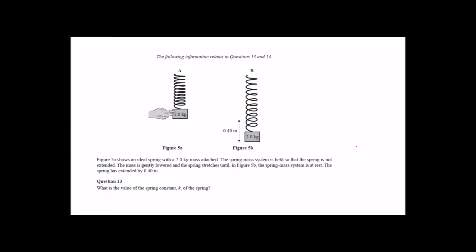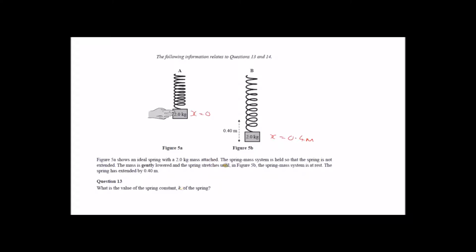Okay, so moving on. So we've got a spring question. So we've got to think about strains, spring constant, strain potential energy, that kind of thing. So an ideal spring with a 2 kilo mass attached. It's held so the spring is not extended. So our extension here is 0. Down here our extension is 0.4 meters.